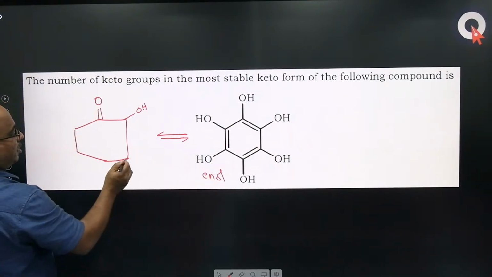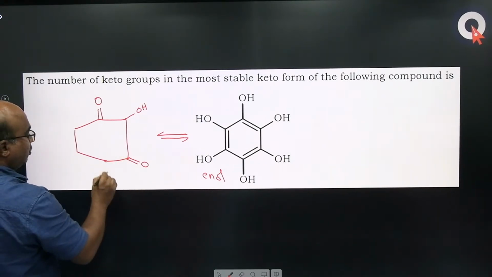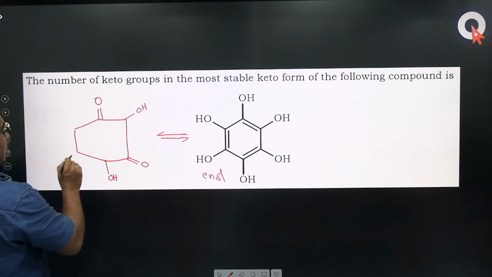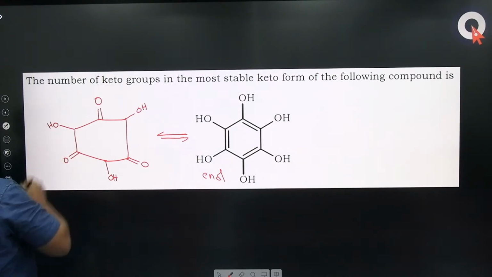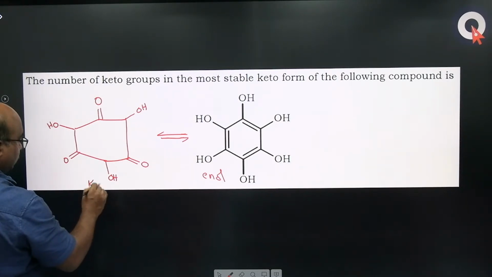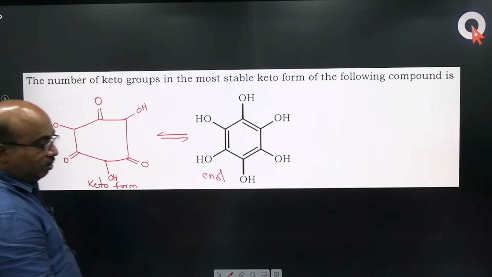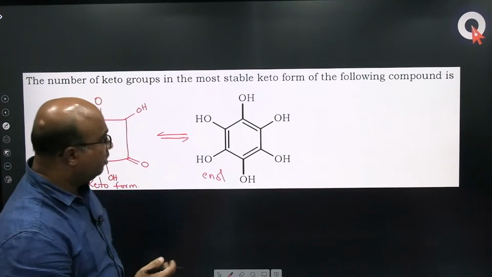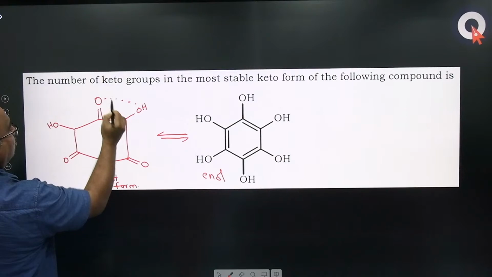Now at this carbon, immediately write C double bond O alternatively, and this carbon will be remaining as still OH, suppose. And at this carbon again, let us say C double bonded O and OH. So this is its keto form, which is a stable one. Because between any C double bond O and OH groups, there is intramolecular hydrogen bonding.